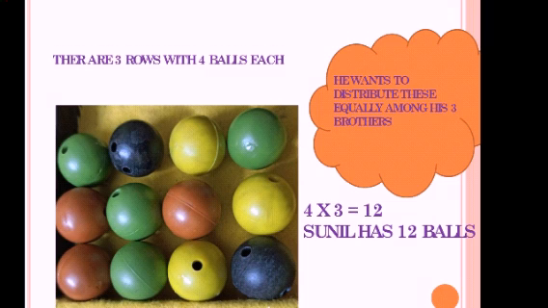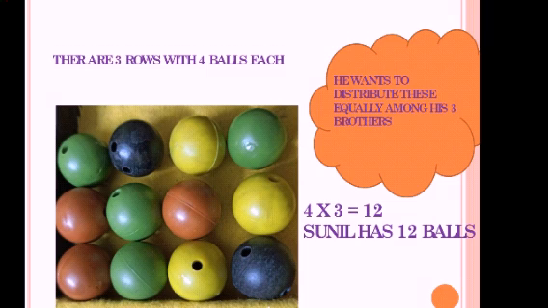So, if I ask you, how many total number of balls are there? We have learnt in multiplication. What do we do? We will multiply. And what will we multiply? We will multiply 4 multiplied by 3, that is 12. So, Sunil has how many balls with him? Sunil has 12 balls with him.